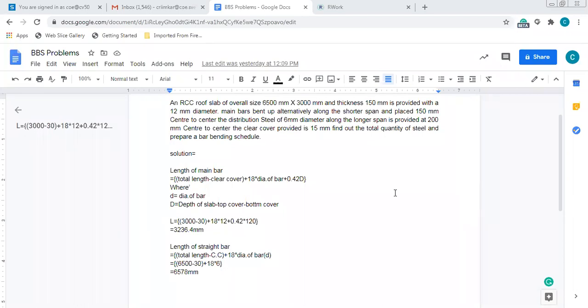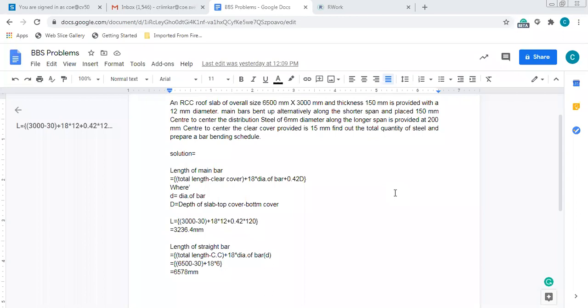Okay, so let's begin our lecture with yesterday's problem that we have started. An RCC roof slab of overall size 6500 mm by 3000 mm and thickness 150 mm is provided with 12 mm diameter main bars which are bent up alternatively along the shorter span and placed 150 mm center to center, while the distribution steel is of 6 mm diameter bar which is kept along the longer span and is provided at 200 mm center to center.